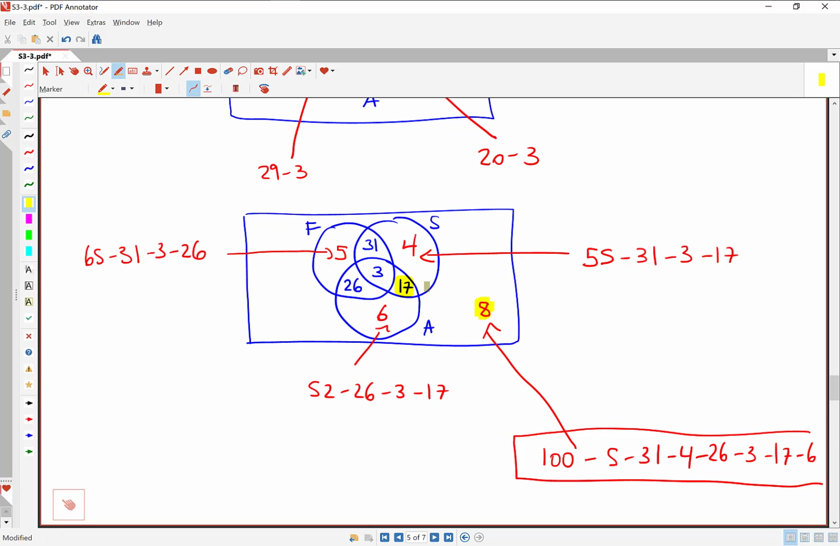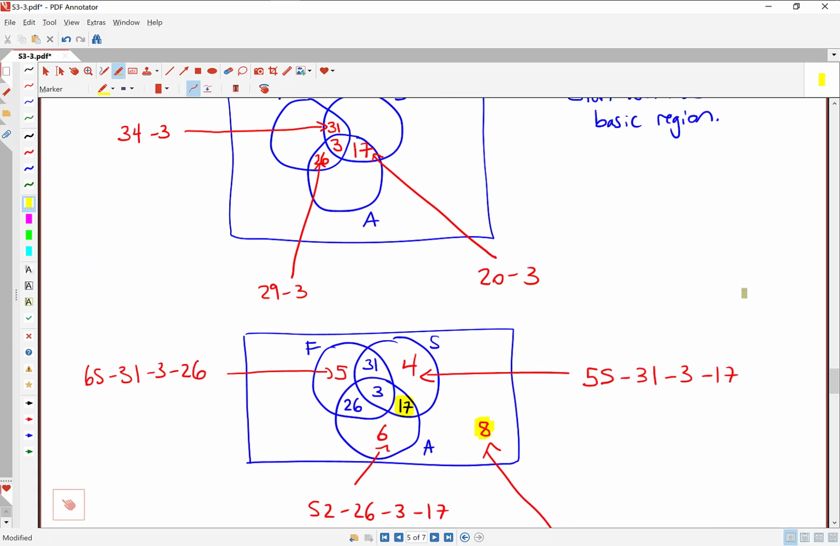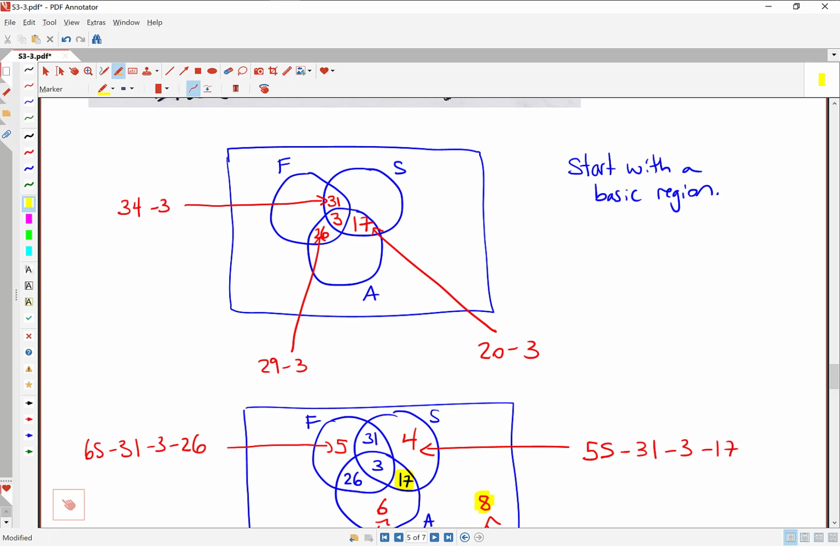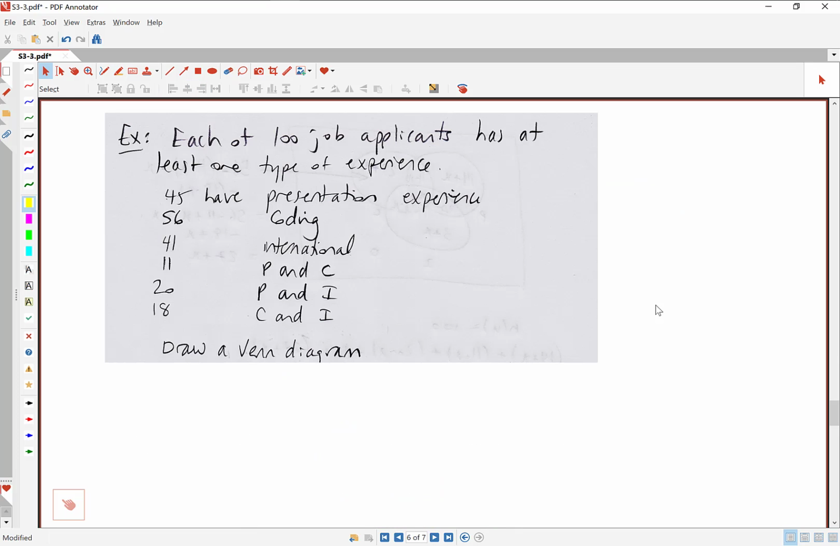and how they fall into the various categories of speaking various languages. So the moral of the story with this Venn diagram example was to start with a basic region. And we're going to keep that in mind for our next example. So last example, each of 100 job applicants has at least one type of experience. The types of experience are presentation, coding, and international experience. We've got a breakdown, 6 pieces of information here about how many of the applicants have various types of experience, and we want to draw a Venn diagram.